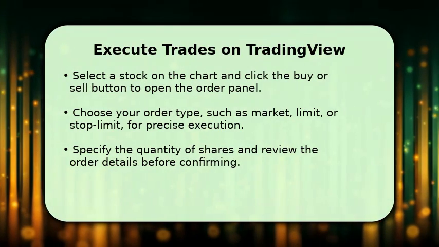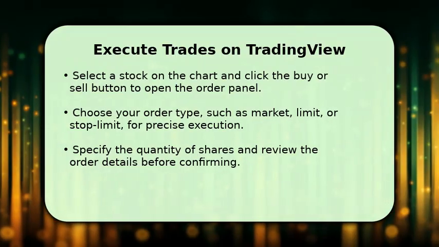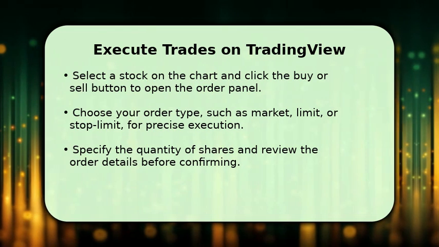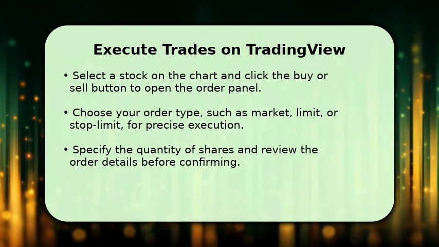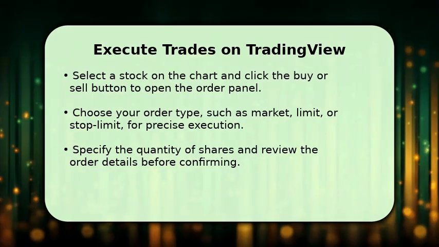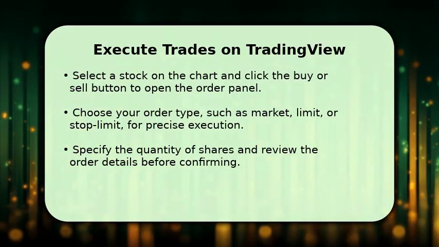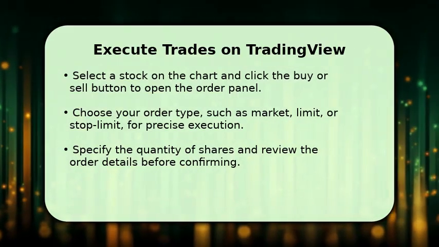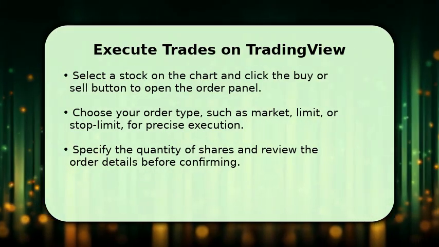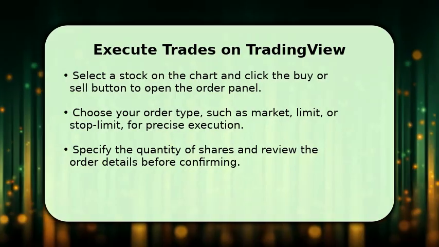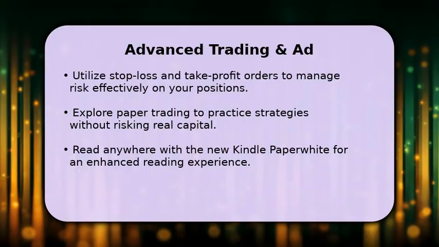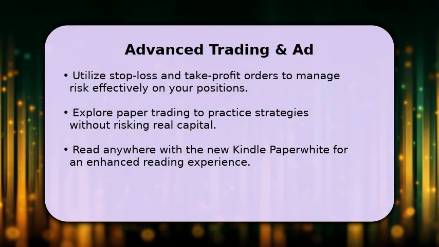Now let's talk about placing trades. Once you've identified a stock, simply click the Buy or Sell button directly on the chart. This opens the order panel where you can define your trade. You'll choose an order type, like a market order for immediate execution or a limit order to set a specific price. Enter the number of shares you wish to trade, review all the details carefully, and then confirm your order. It's that straightforward.